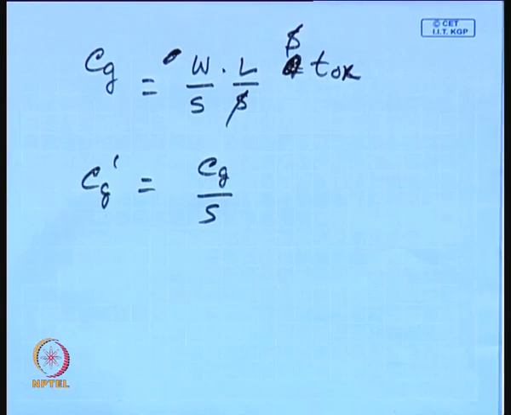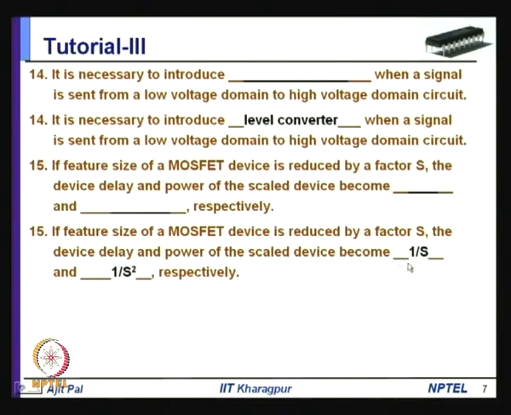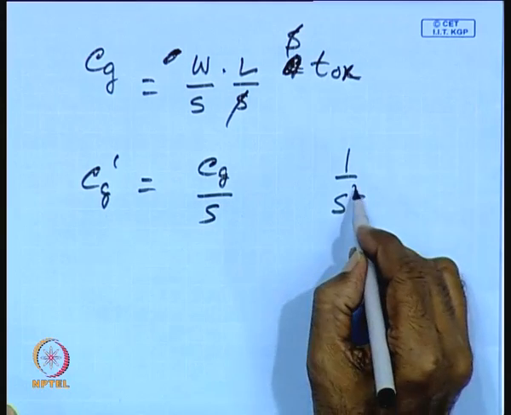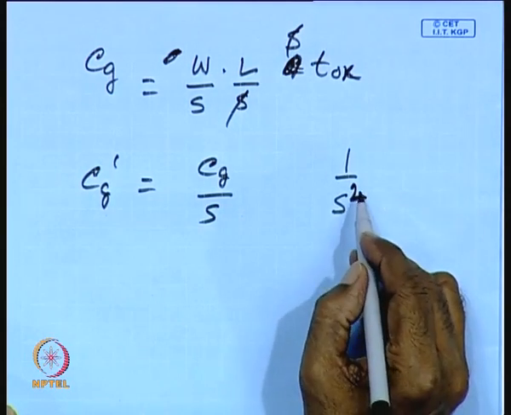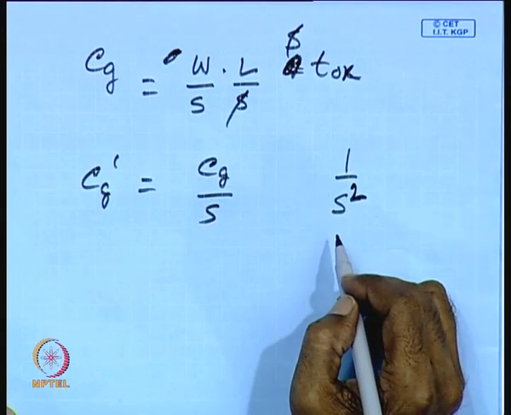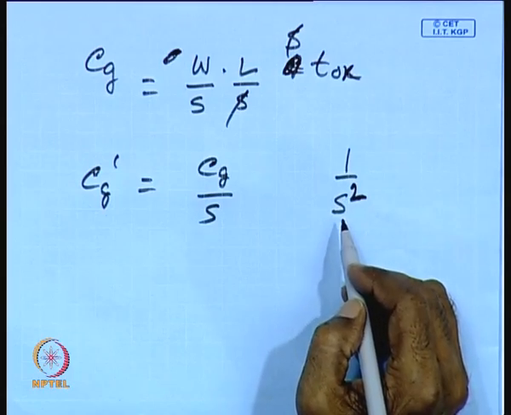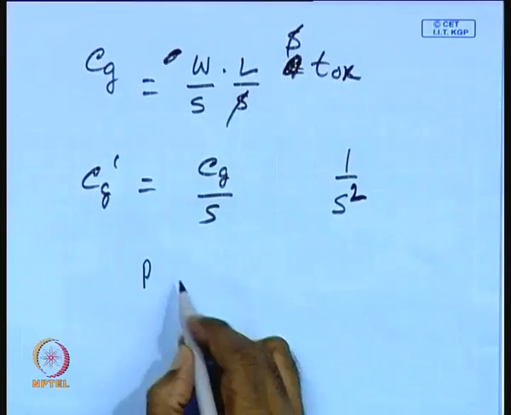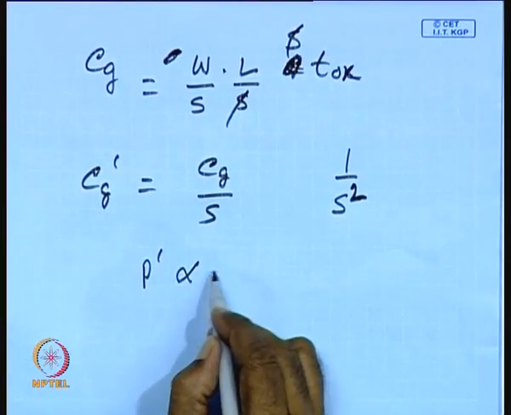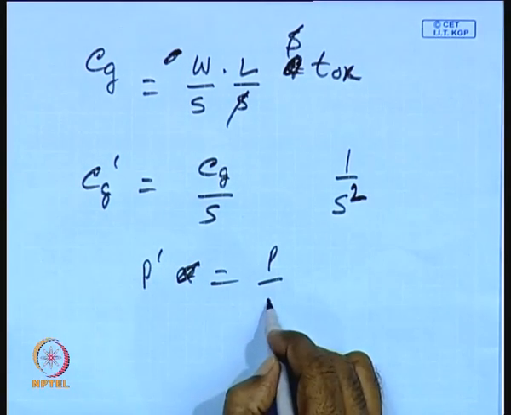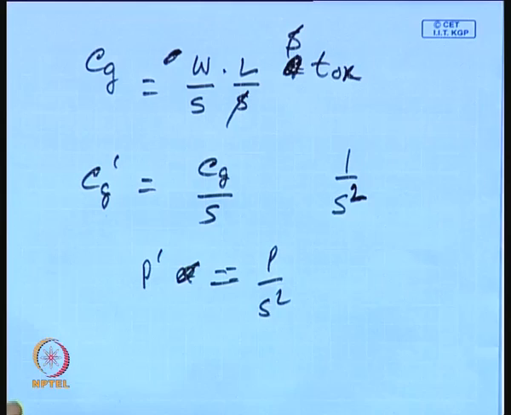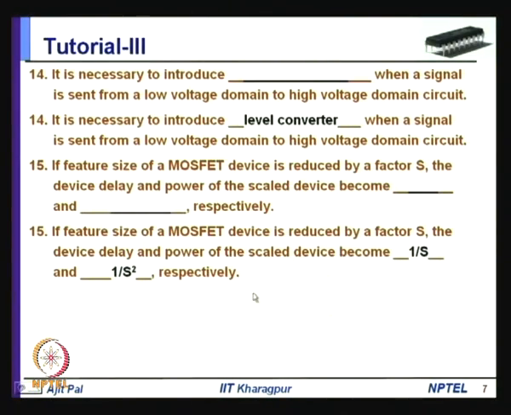and as a consequence the delay will reduce by a factor S. So far as power dissipation is concerned, it will be proportional to 1 by S square, because of the reduction in voltage, and it will also reduce the drain current. Because of the reduction in voltage as well as the reduction in drain current, the power dissipation P reduces by a factor of S square. So, I have discussed it in detail.